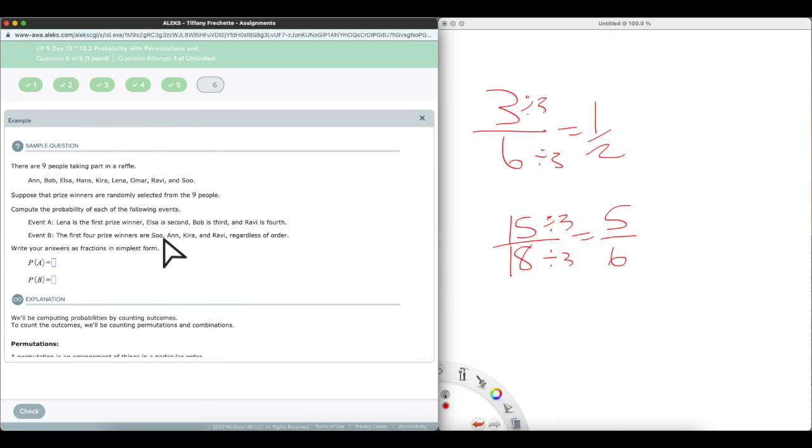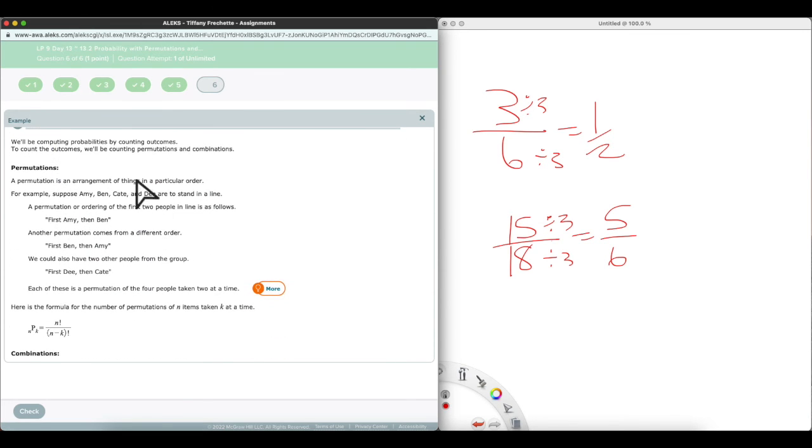So for the permutation, a permutation is an arrangement of things in a particular order. For example, suppose Amy, Ben, Kat, and Dee are to stand in a line. A permutation of ordering of the first 2 people in line is as follows: first Amy, then Ben. Another permutation comes from a different order: first Ben, then Amy. We could also have 2 other people from the group: first Dee, then Kate. Each of these is a permutation of the 4 people taken 2 at a time.